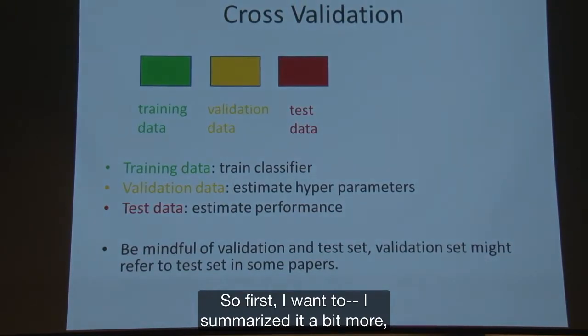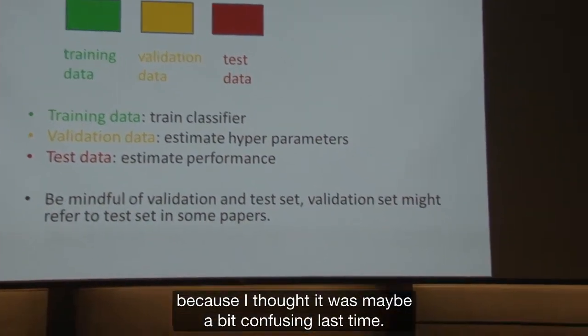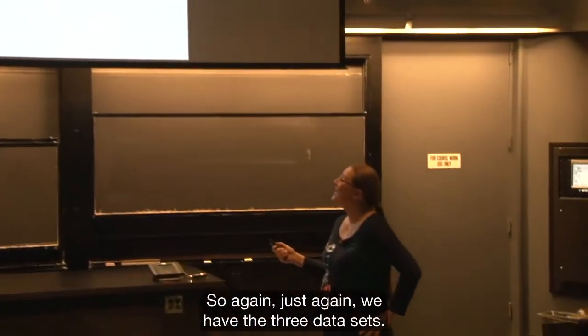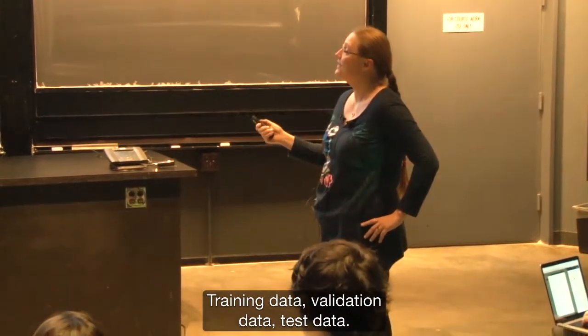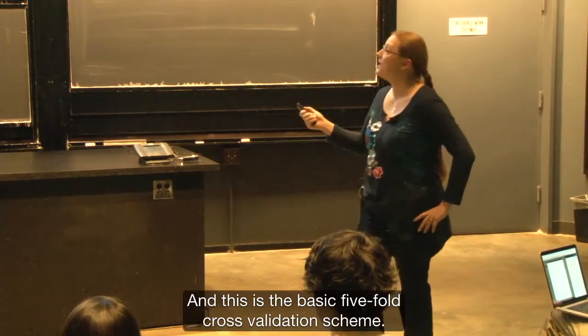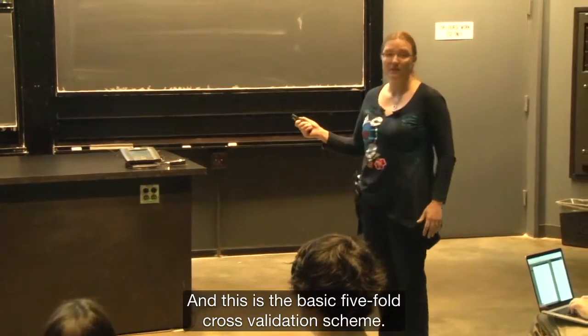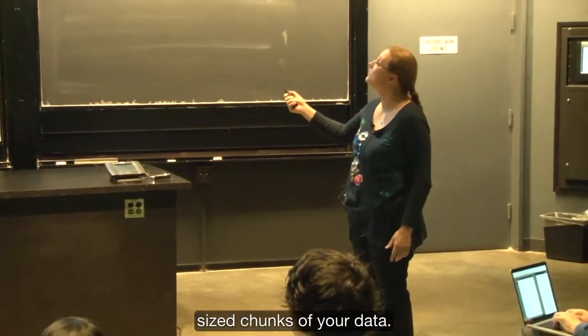So first, I summarized it a bit more, but I wanted to go back to the cross-validation because I thought it was maybe a bit confusing last time. So again, we have the 3 data sets: training data, validation data, test data. And this is the basic 5-fold cross-validation scheme. You do your 5 folds, 5 equally sized chunks of your data.